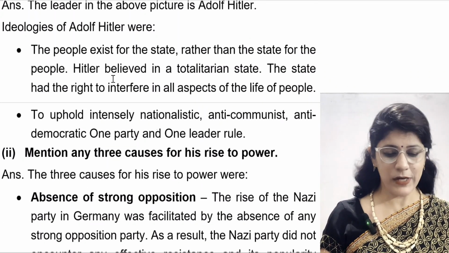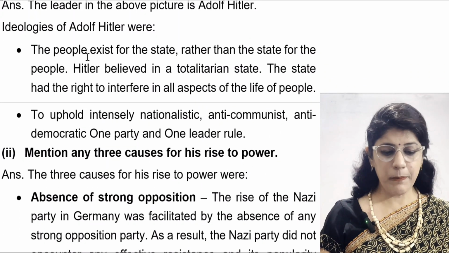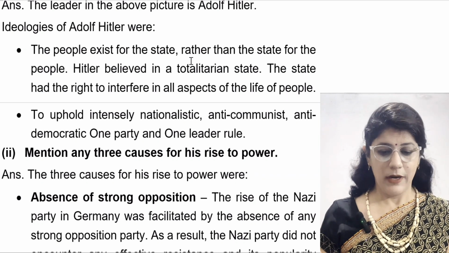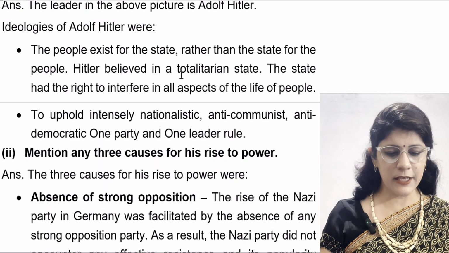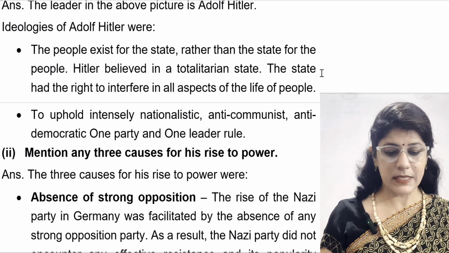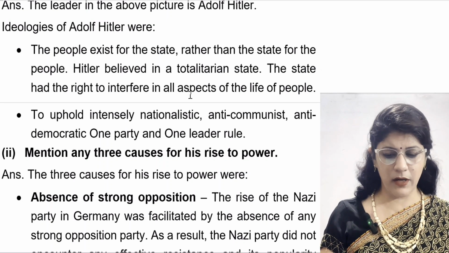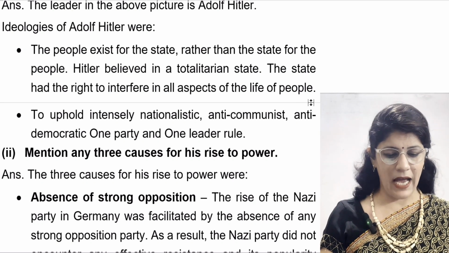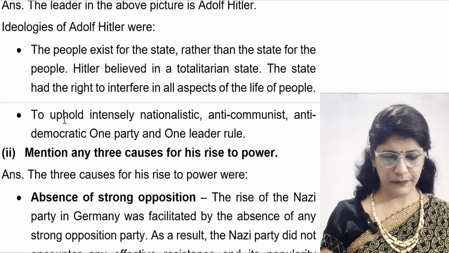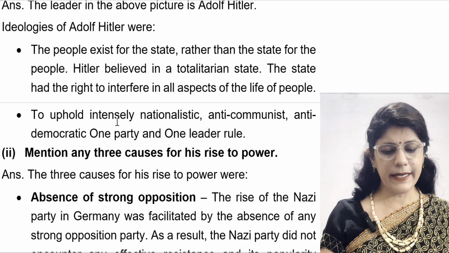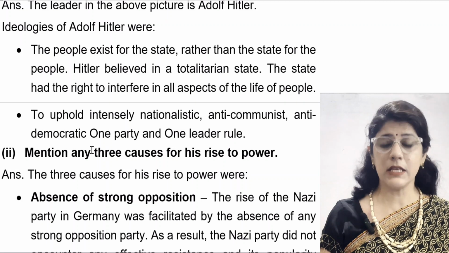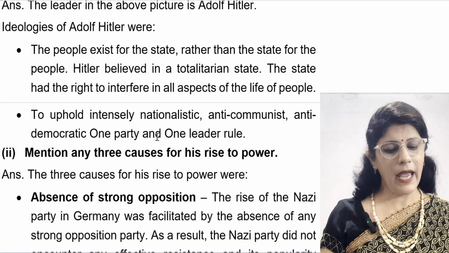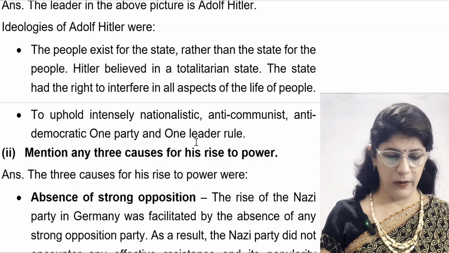Ideologies of Adolf Hitler were: the people exist for the state rather than the state for the people. Hitler believed in a totalitarian state. The state had the right to interfere in all aspects of the life of people. To uphold intensely nationalistic, anti-communist, anti-democratic, one party and one leader rule.